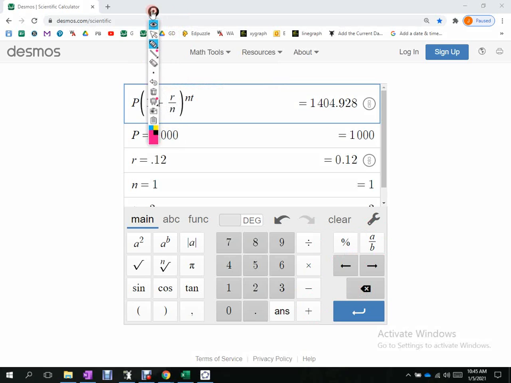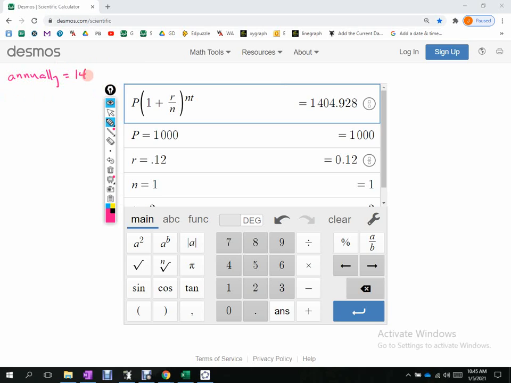or sorry, after 3 years, compounding once every year, so it's a total of 3 compounds, okay, you're going to make, you're going to have 1404.93 in your account. So you made $404, $405. Does it make sense?